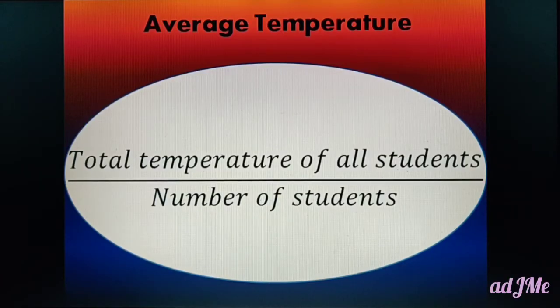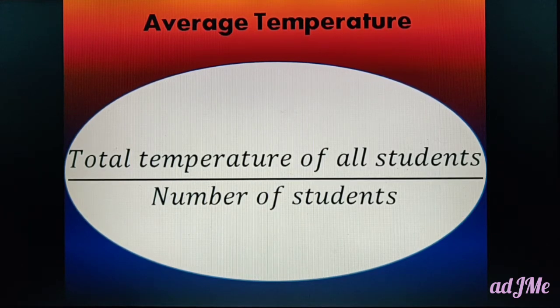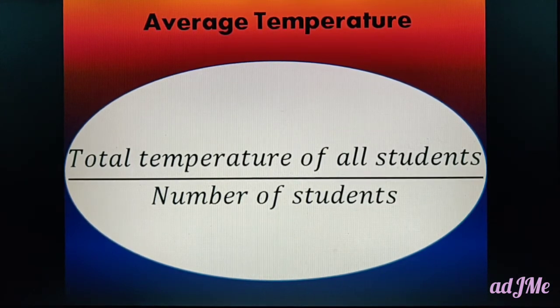The formula for finding the average temperature is the total temperature of all the students divided by the total number of students. Suppose there are 60 students in a class, I have to add the temperatures of all the students. One will be having 37, another will be having 34, a third boy will be having 35. All the temperatures should be added, written in the numerator, and divided by the total number of students, that is divided by 60. That gives the average temperature of a class.